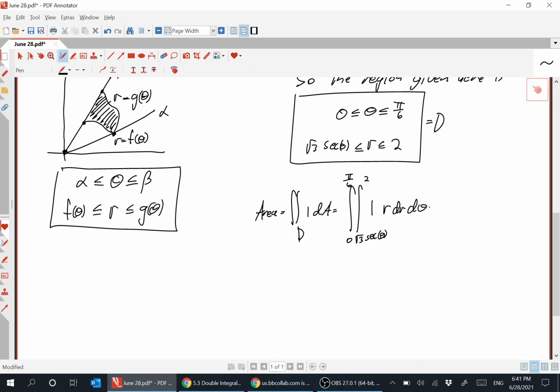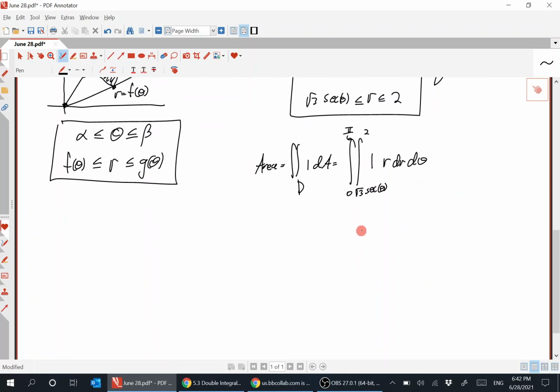Because the region has constant bounds for theta, and bounds for r in terms of functions of theta, you have to do dr d theta, rather than d theta dr. With ordinary polar rectangles, where the bounds on theta are constant and the bounds on r are constant as well, you can do them in either order. But for this type of region, it's got to be dr d theta.